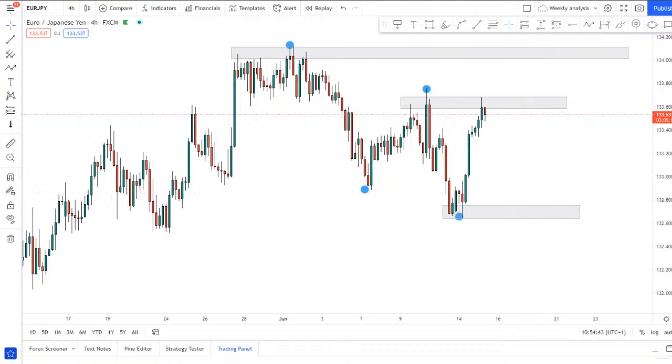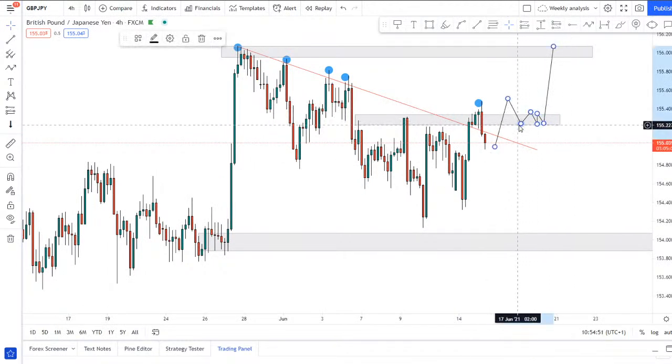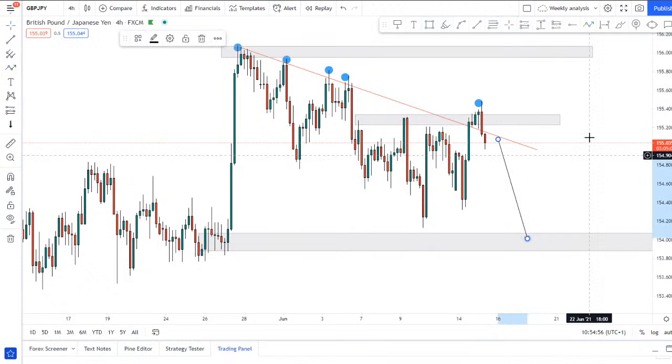Again, pound JPY expecting more downside for this pair as well. The only reason I'll change my bias is if we get back above this trend line and hold that resistance as support, but right now it's not. I'm expecting to see a push back down to 154 for pound JPY.